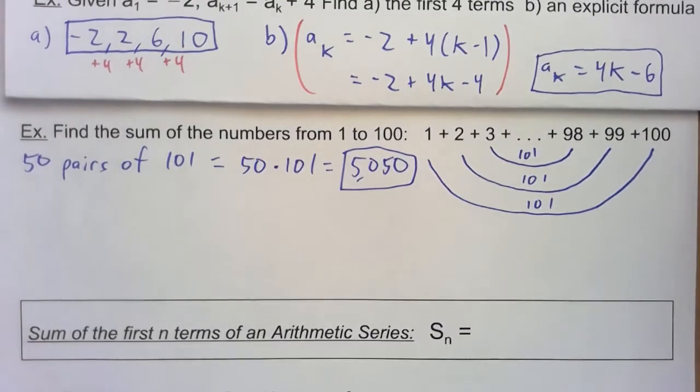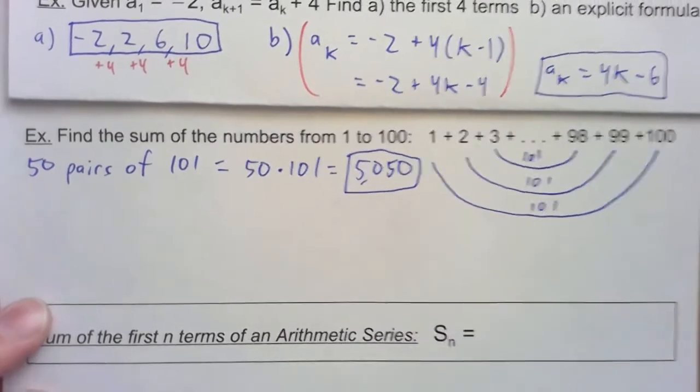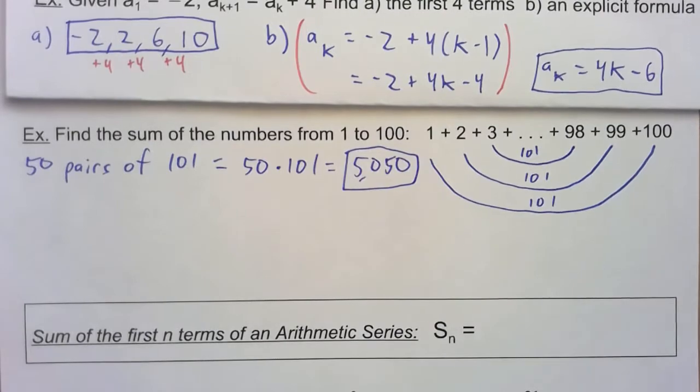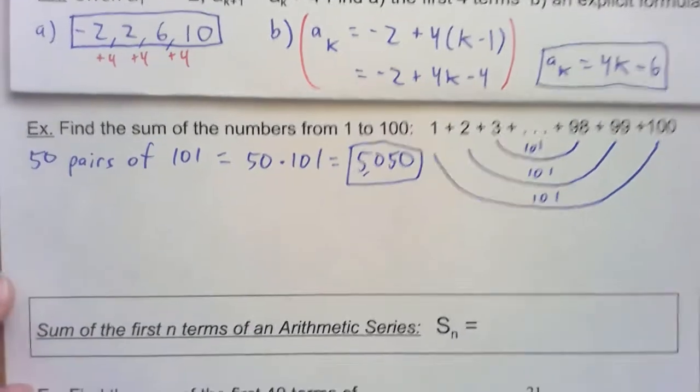And what we can do is generalize this for any arithmetic series. Remember, it's called a series if there's pluses instead of commas. If it's just numbers sitting there in a list with commas, it's called a sequence. When we add them all up, we call it a series.